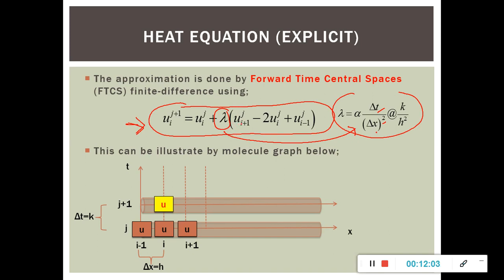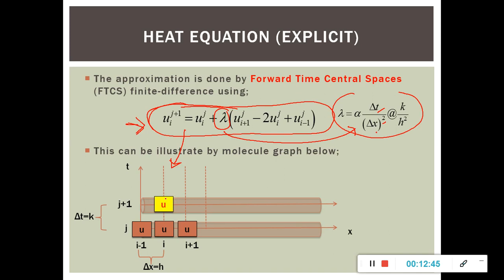Lambda times u(i+1, j) minus 2u(i, j) plus u(i-1, j). Okay, this is the general forward time central space formula that you're going to use to do the approximation for the temperature value of the rod at certain point. Okay, if we illustrate this formula visually, this is what you get. From this equation, I illustrate it visually.